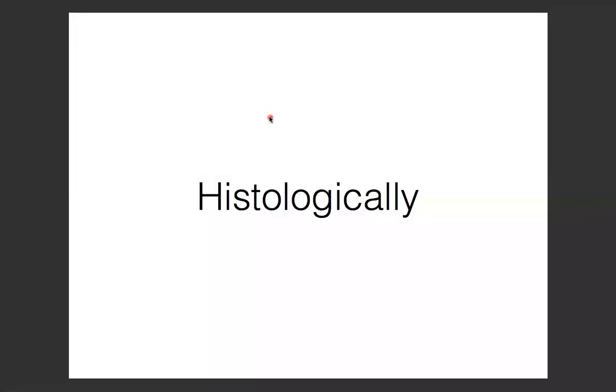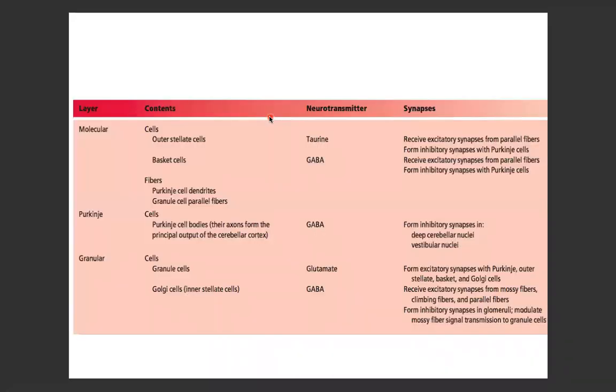Okay, تاني histologically. يلا histologically is not that important يعني honestly. And honestly يعني you're gonna do it again لما أنت بتاخد histology حق CNS. I'm not gonna go too detailed into it. طيب عندنا three layers. اللاير اللي بره بنسمها molecular layer. في layer اسمها Purkinje layer. في layer اسمها granular layer. تمام؟ So there are three layers. Molecular, Purkinje, granular. Each layer فيها cells.